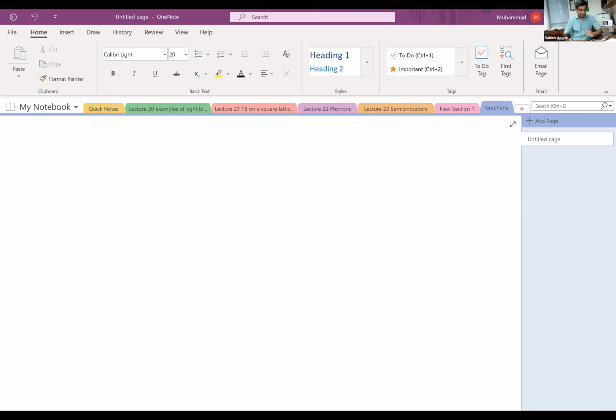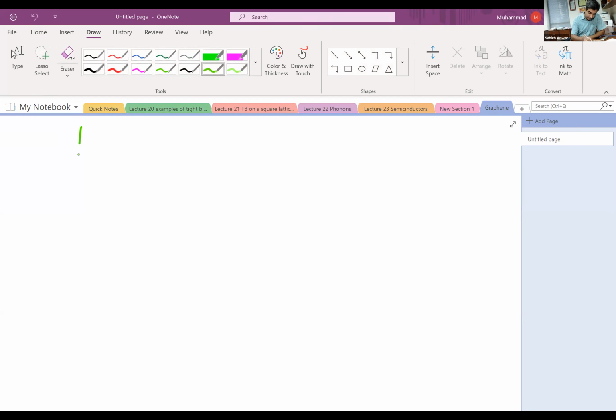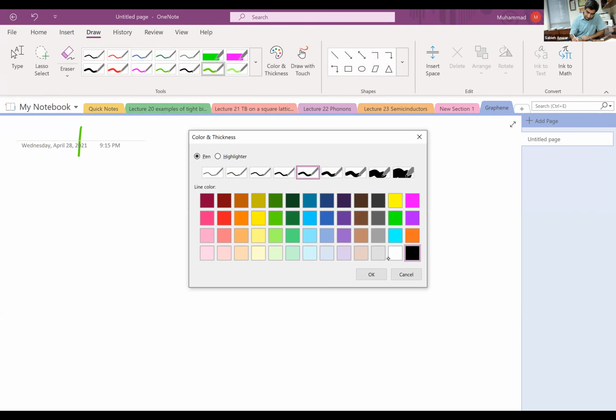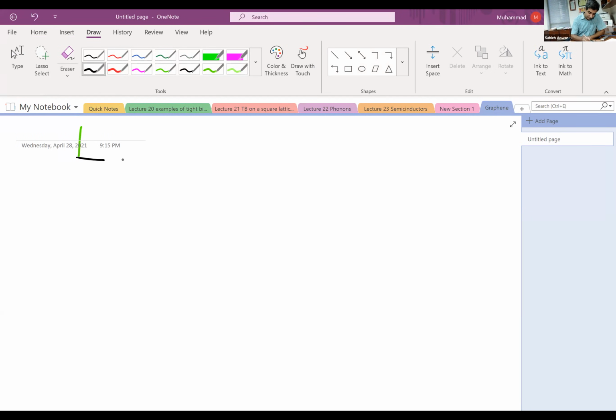So let me share my screen. All right, so today, as I've mentioned, we're going to talk about graphene. So this is lecture number 23, I suppose, and our topic of discussion is the band structure of graphene.